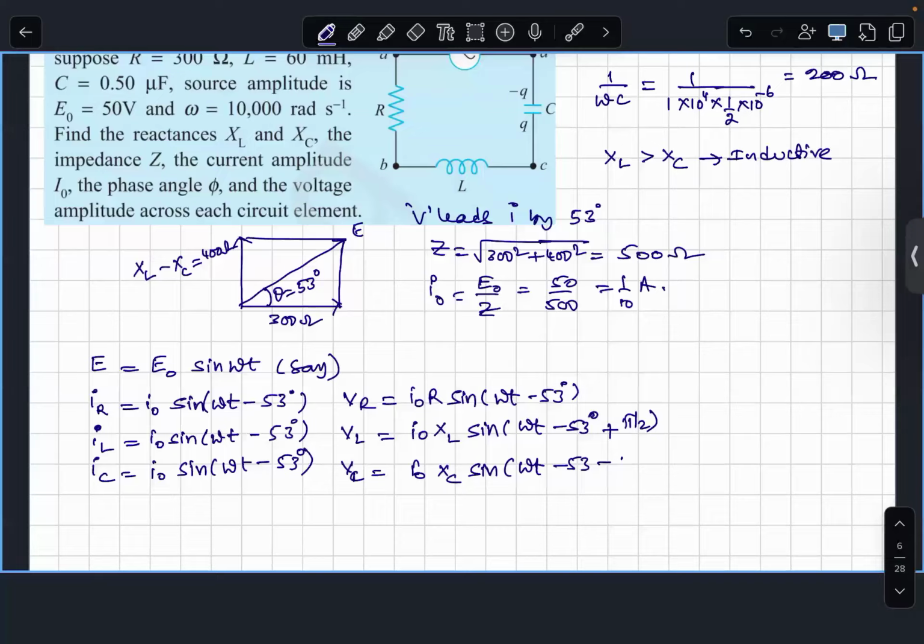Any doubts? Ram Karthik, do you have any doubt? Any?